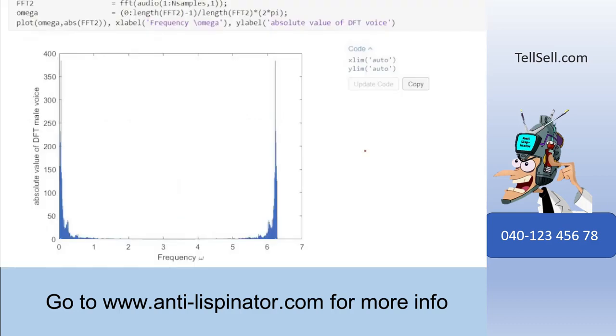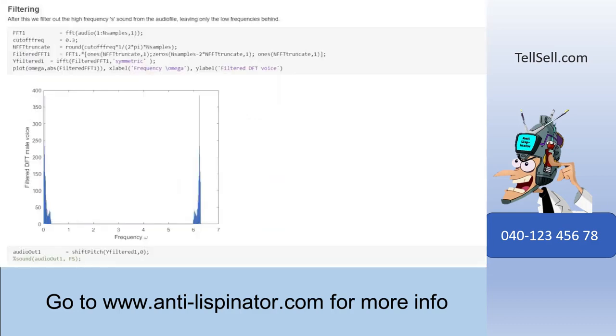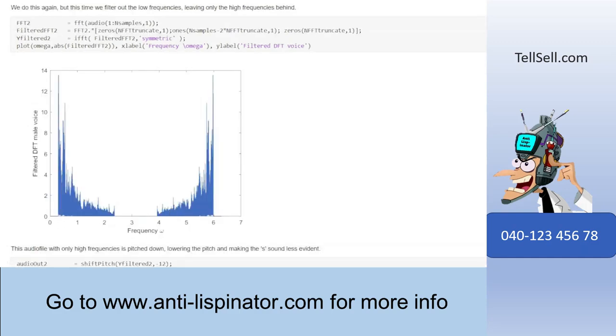Now it's time to filter the data that we computed before. We want to filter out the lisp, which is the sound of the S that can be found during lisping. We do this by using a filter that filters high frequencies out of the audio file, leaving only the low frequencies behind. It's amazing! After this, we're going to do the same, but with high frequencies.